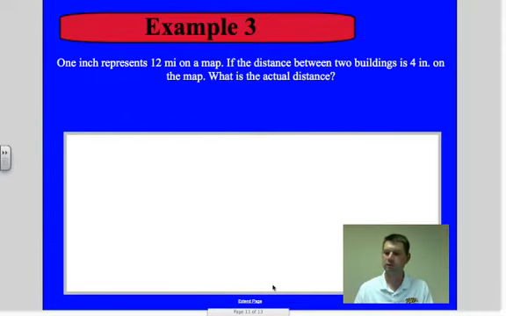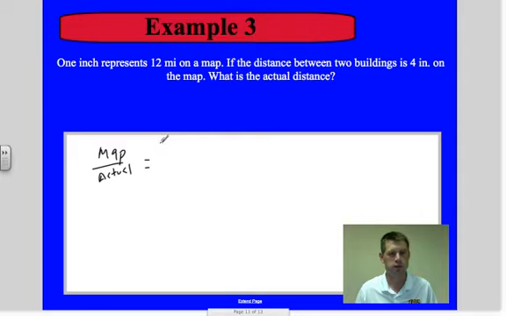Example 3 here, we're talking about 1 inch represents 12 miles on a map. If the distance between two buildings is 4 inches on the map, what is the actual distance? Again, we're doing everything proportional. So what we want to do is compare the map to the actual, the map to the actual size. That's how we're going to compare it.